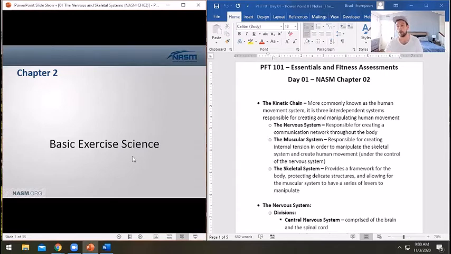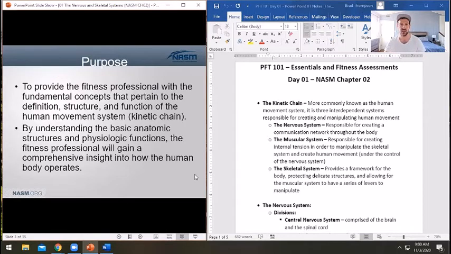All right, so chapter 2, basic exercise science, right? So we are looking back at the kinetic chain here. And I know everybody has already seen this PowerPoint. We'll talk about it from a slightly different perspective.